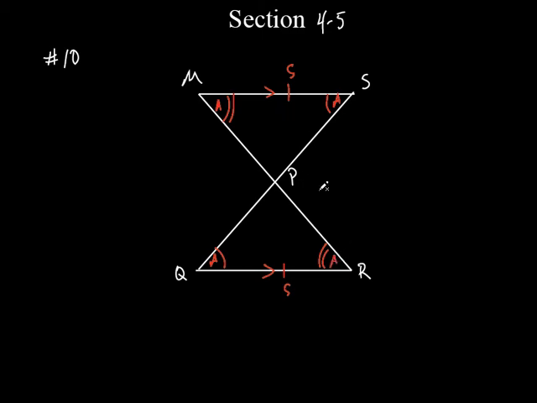Now, is that enough information to prove the triangles are congruent? Yeah, it is. What is it? Angle, side, angle. Because what's true about the side? It's in between the two angles. It's the included side. Okay, so I would say angle, side, angle. Make sense? All right. Good.